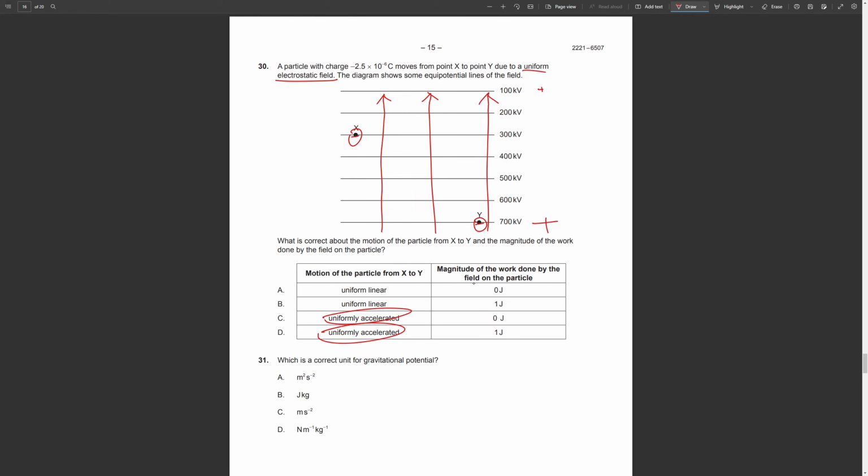Next, the work done by the field on the particle. This particle is a negative charge. It's moving towards the more positive terminal. Therefore, it's getting faster and faster. It's definitely gaining energy. The energy it gained would be the work done, which equals the charge times the change in potential. So the work done is the product of its charge and the potential difference, 400,000 volts. The answer is D.